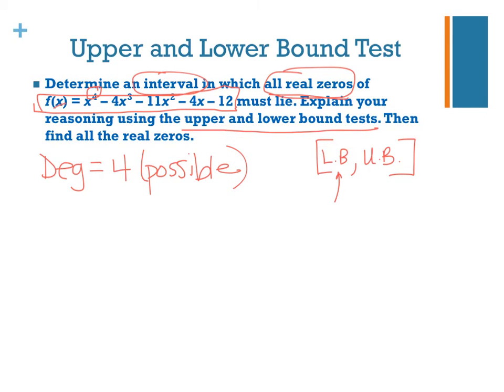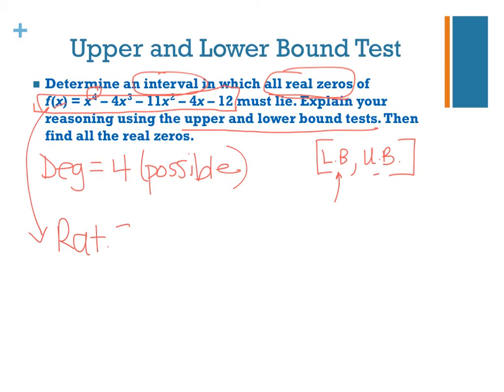Now, in the previous slide it said less than or equal to 0 for the lower bound and greater than or equal to 0 for your upper bound. However, we're never going to use 0 as our divisor because we all know, or we should know by now, that we cannot divide by 0. So what we're going to do is look at this polynomial function, f of x, and look at what its rational zeros could be.